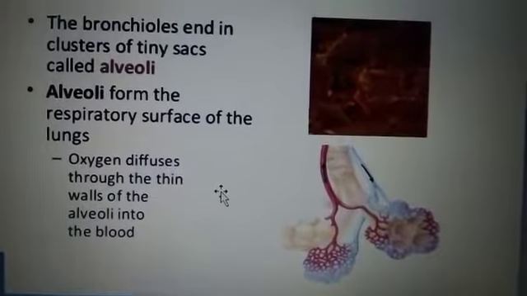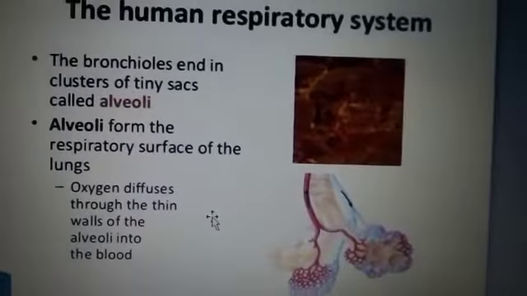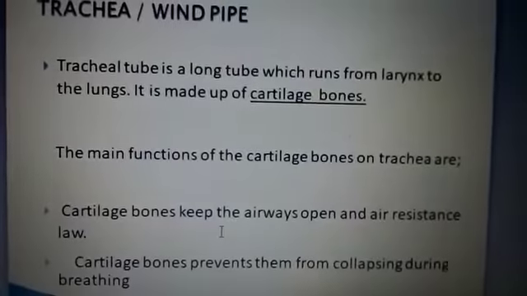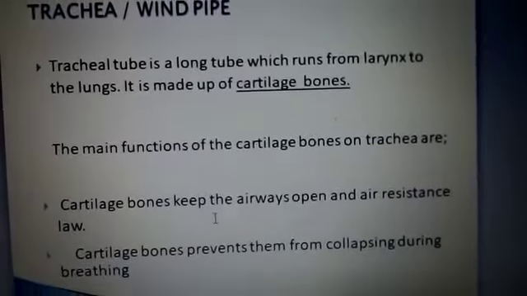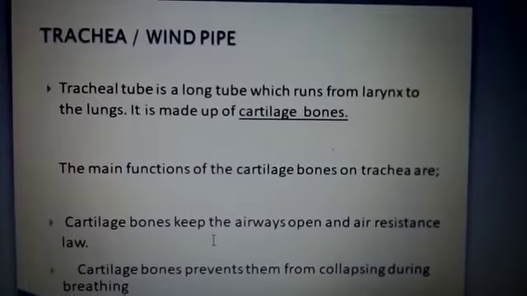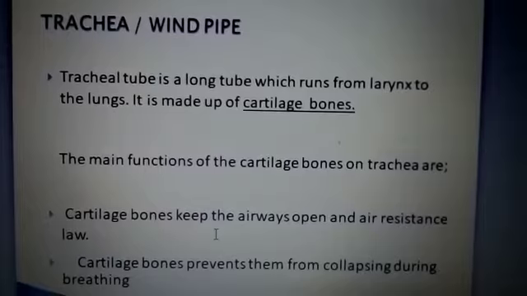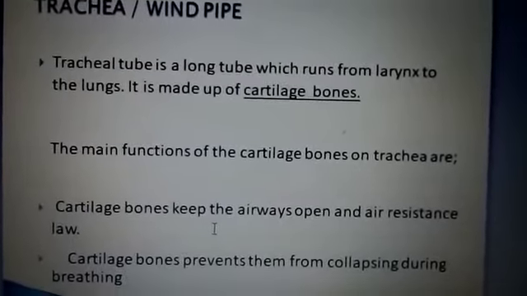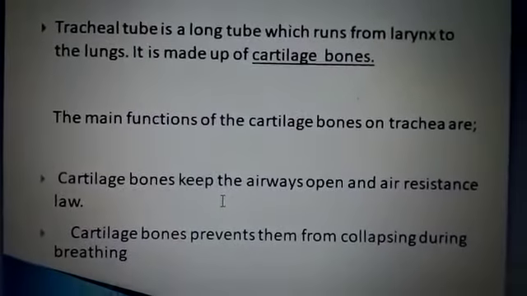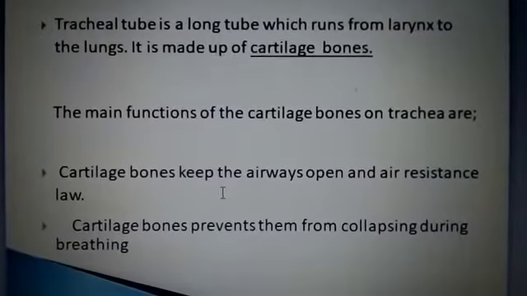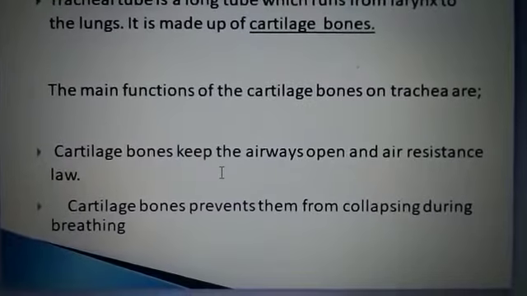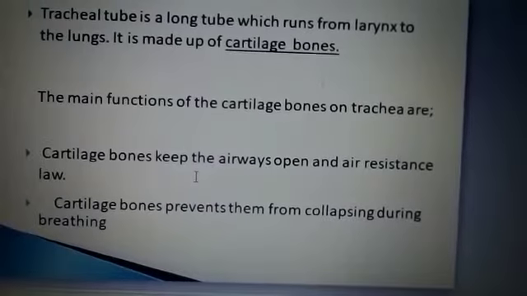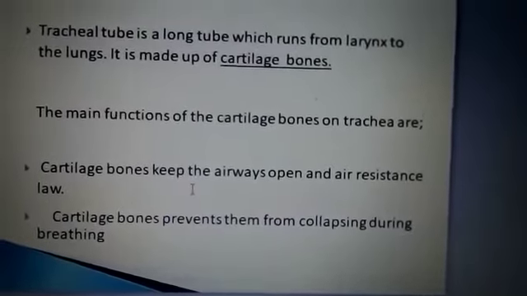Oxygen diffuses through the thin walls of the alveoli into the blood. So what is the importance of alveoli? Alveoli are the gas exchange surface in the human lungs or in the mammal's lungs. Trachea or windpipe. The tracheal tube is a long tube which runs from the larynx to the lungs, and this tube is made up of cartilage. Cartilage means soft bones. The main functions of the cartilage on the trachea are: it keeps the airways open and air resistance low. Cartilage also prevents them from collapsing during breathing.